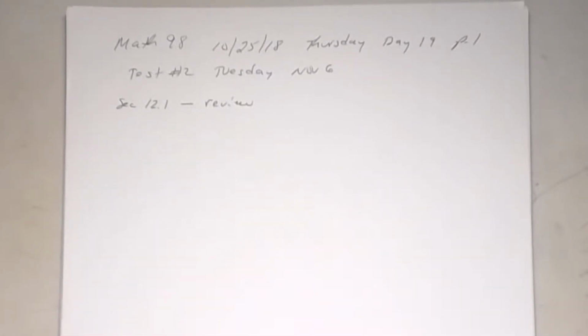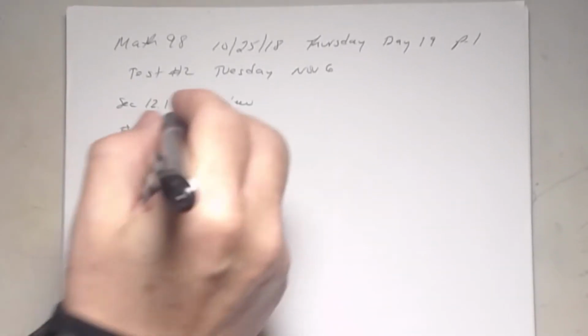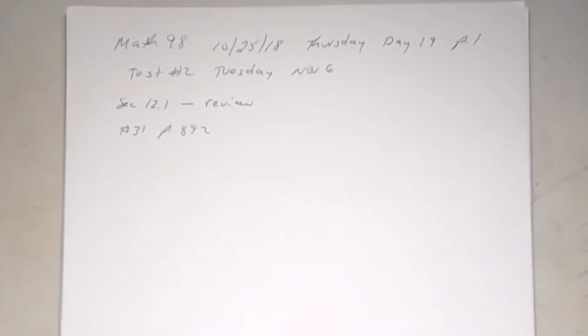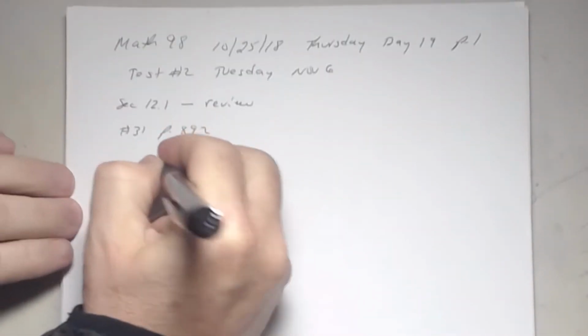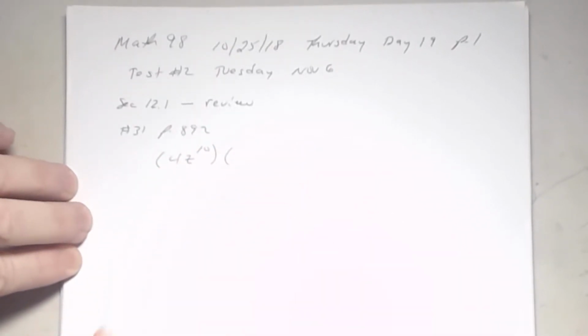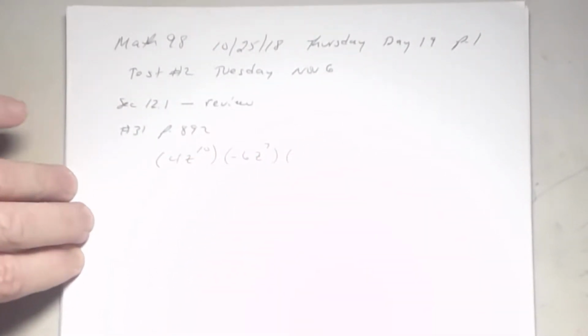All right, so let's suppose, and this is going to be number 31, that's on page, and you need to know the terminology as well. So 31, and that's on page 892. All right, so here's 31. You have 4z to the 10th, negative 6z to the 7th, and z cubed.